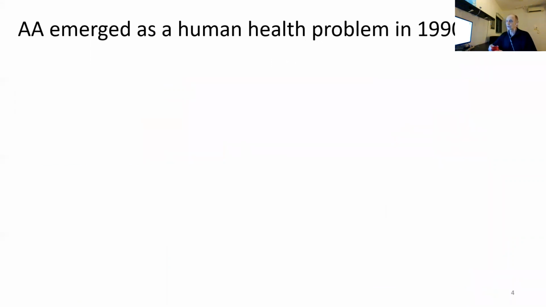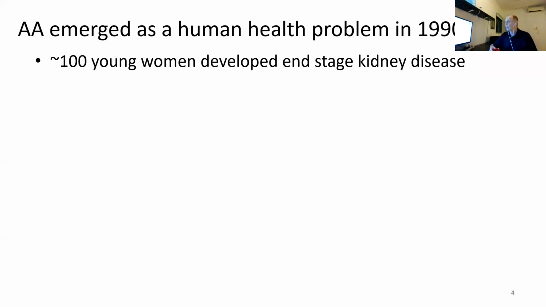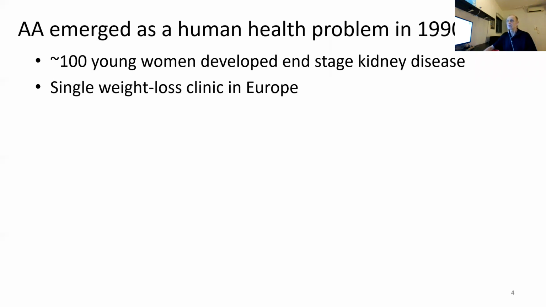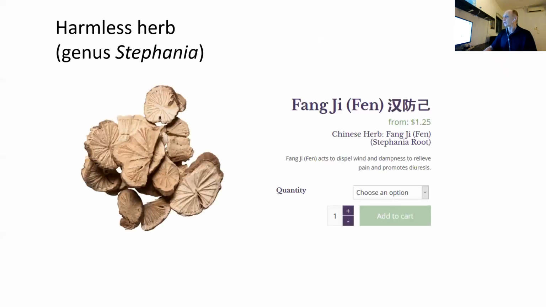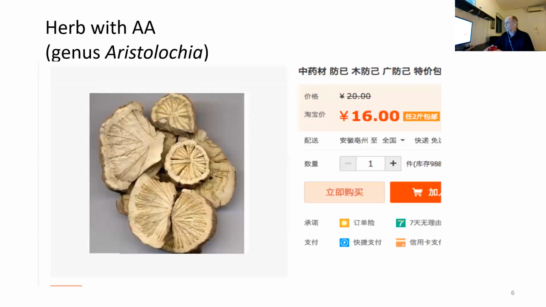AA emerged as a human health problem in the 1990s. About 100 young women developed end-stage kidney disease. They were at a single weight loss clinic in Europe. And it turned out that in this weight loss clinic, they had first been using a harmless herb called Fangji, and they replaced that with what was thought to be an equivalent herb, but an herb that contained ursodeoxycholic acid, actually a different genus of plant altogether.